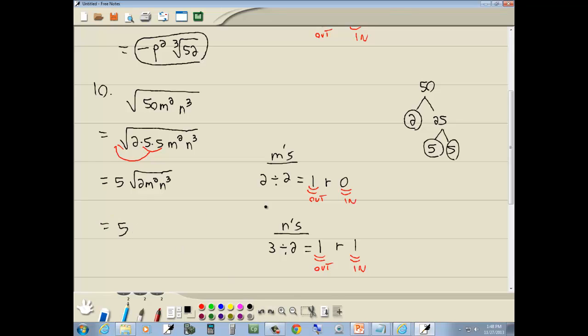So, let me see. We said we have 1 m come out. We said we have 1 n come out. We have 0 m's stay inside, but we have 1 n stay inside. So that'd be our answer.